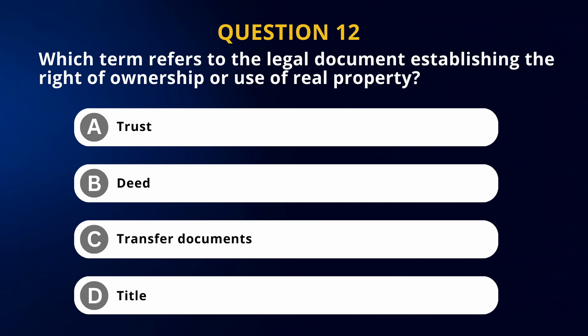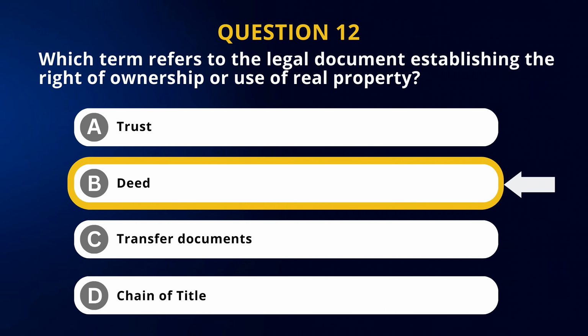Question number 12. Which term refers to the legal document establishing the rights of ownership or use of real property? Letter A, trust. Letter B, deed. Letter C, transferred documents. Letter D, title. And the answer is letter B, the deed.